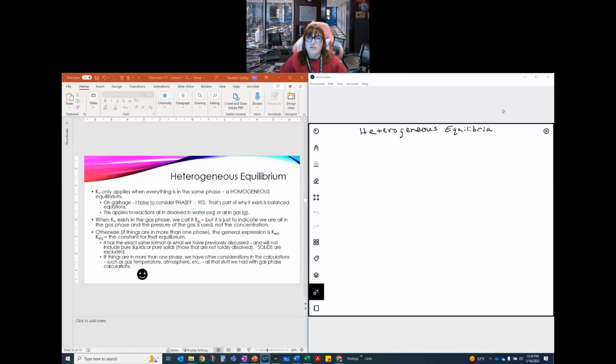And over here we have our PowerPoint deck and my notes. So, heterogeneous equilibrium, Kc, what we've been talking about, the thing that's labeled as Kc, only applies when everything is in the same phase. It's a homogeneous equilibrium, i.e. everything is in the same phase. Oh crap, that means I have to pay attention to phase?